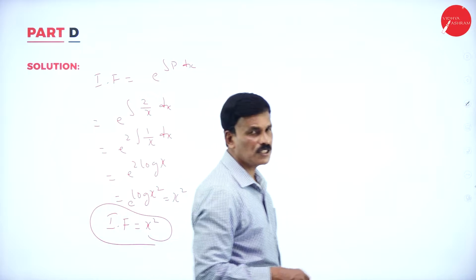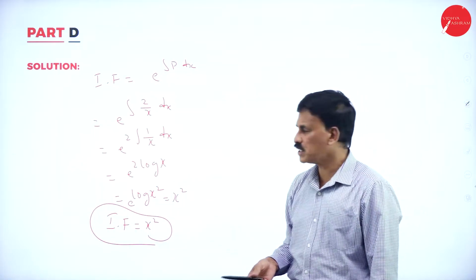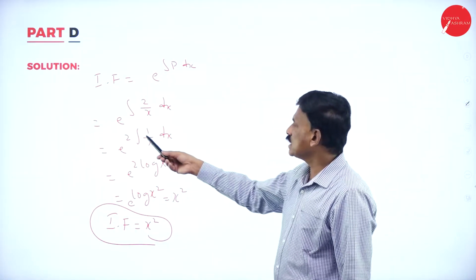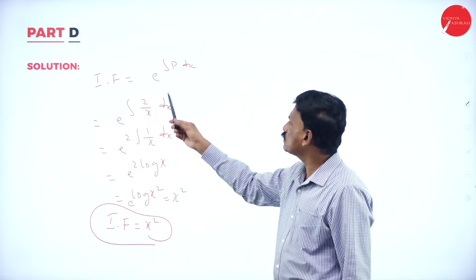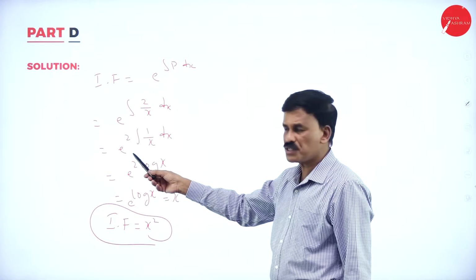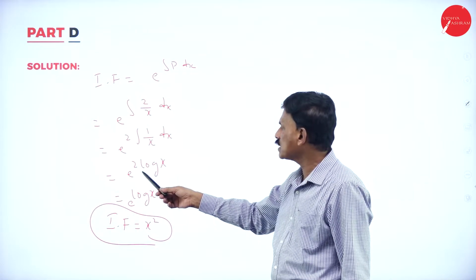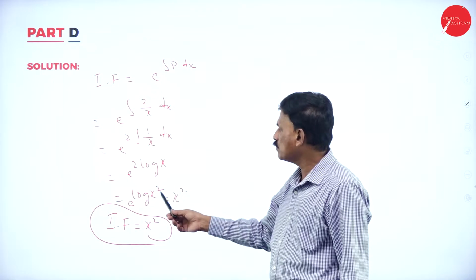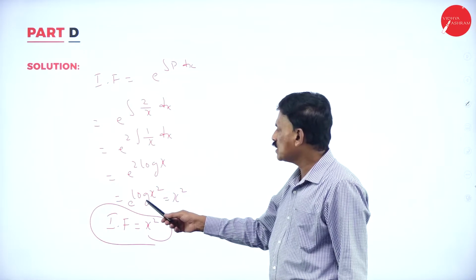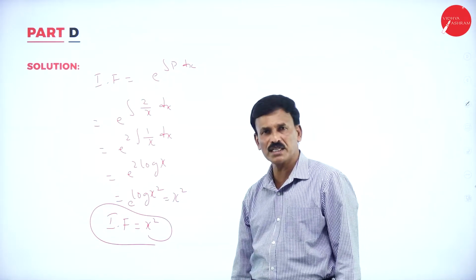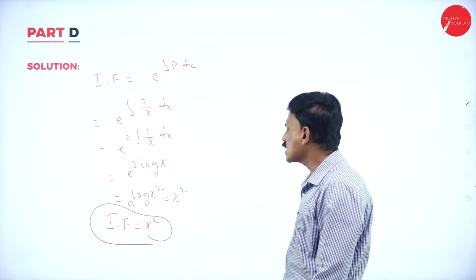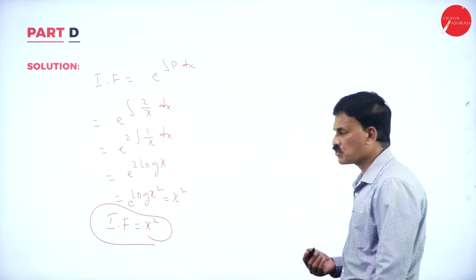So, after converting into a linear differential equation, find out the integrating factor. The integrating factor is e to the power of integral p dx, p is 2 by x, take 2 as constant, integration of 1 over x is log x. This is n log m is log m to the power of n, log x square, the e and log cancel, that is equal to x square. So, the integrating factor is x square.